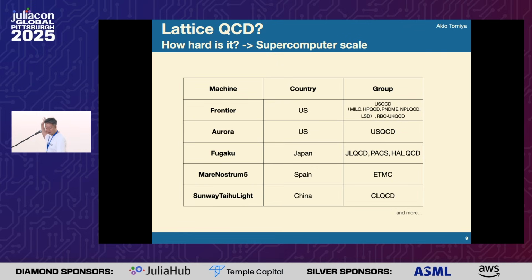And this is a list of the users of supercomputers. The top is Frontier in the US, and several groups use this machine. And Aurora is also in the US, which is used by US QCD. And Fugaku is in Japan. And JuliaQCD, PAX, and HAL QCD use these supercomputers. So lattice QCD is a very important problem, and also requires a huge numerical resource.